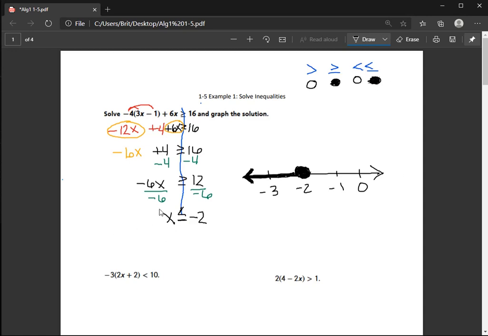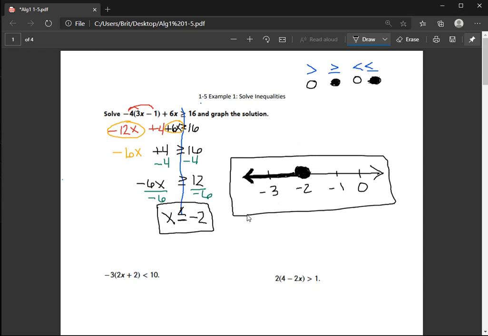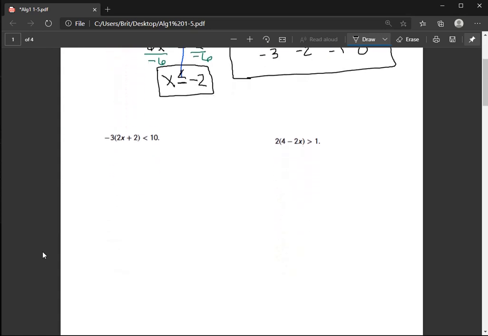And there we have it. So here is the inequality solution, and then here is the graph solution. Let's try another one, just to make sure we really have it together.